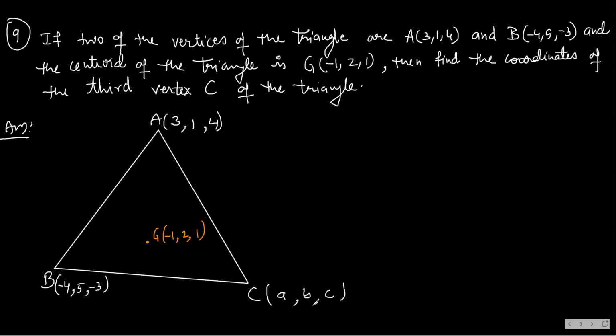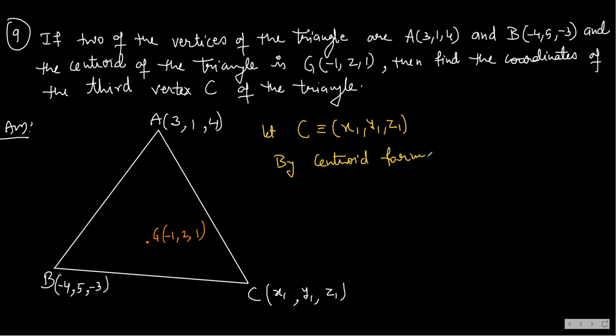You can write it as ABC, or you can write x1, y1, z1, whatever. So here I start writing the solution. Let C be x1, y1, and z1. Now we apply the centroid formula here. We know the x coordinate of the centroid of a triangle is the sum of all the x coordinates divided by 3. I write here, by centroid formula of a triangle.